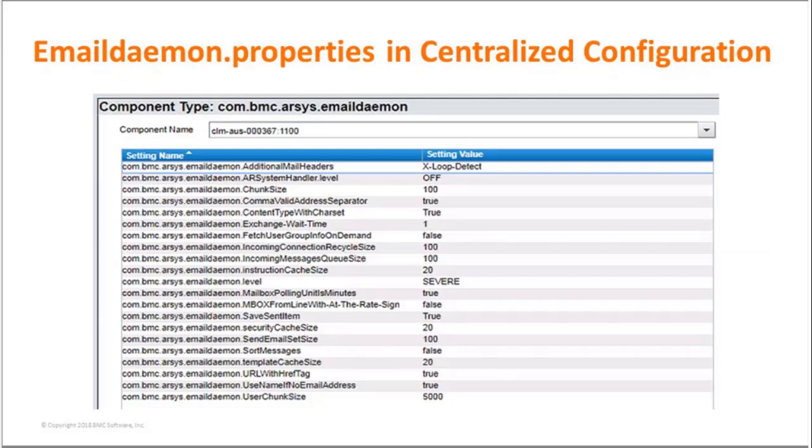Now these are the default settings that you'll find in the centralized configuration if you use a component type of arsys.emaildaemon. This is what you're going to see, and you'll notice that the settings I showed on the prior slide aren't in here. They're all shared as part of the emaildaemon properties settings, but some are stored in the file, the rest are stored in the form. The centralized configuration form using the email daemon component type is where you'll modify or add any emaildaemon.properties settings.